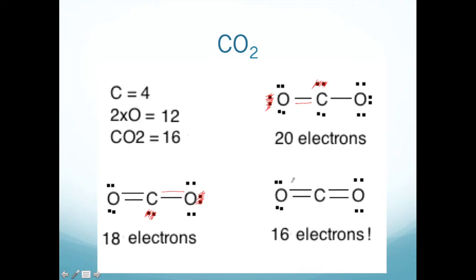But do we have the right number of electrons? Do we have 16 electrons in this diagram that we've drawn? 2, 4, 6, 8, 10, 12, 14, 16. We have 16 electrons, and therefore we've now met the second rule, and this is the correct Lewis structure for carbon dioxide.